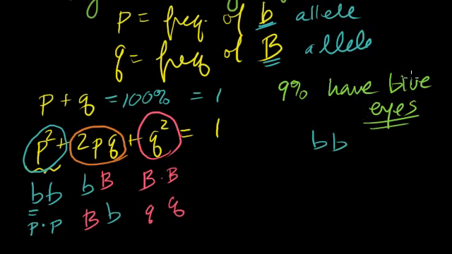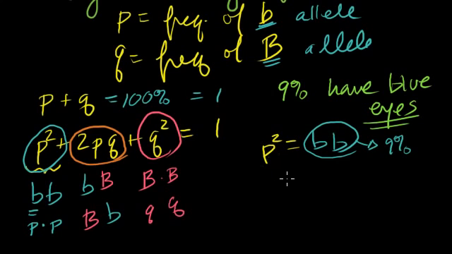I started with this phenotype, blue eyes, but since blue is a recessive trait, I know they must have 2 copies of the recessive allele. So the frequency of having 2 lowercase b's is 9%. I just showed you that that's also equal to P squared. P squared is equal to 9%. How do you think about that? P is the frequency of the blue allele in the population. In order to get 2 of them, you have to multiply P by itself.